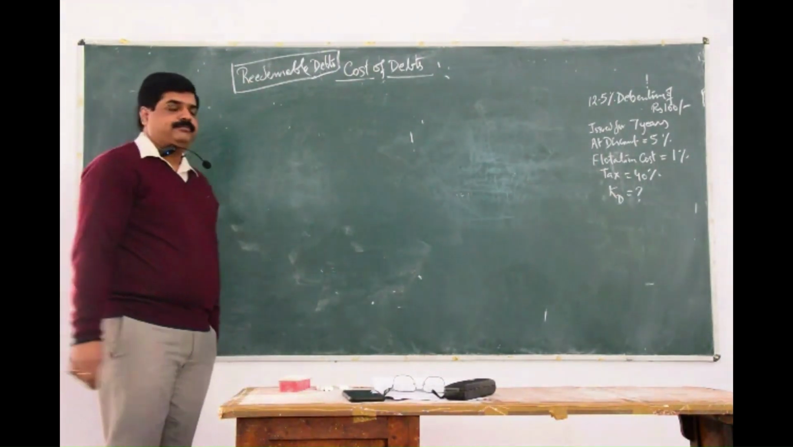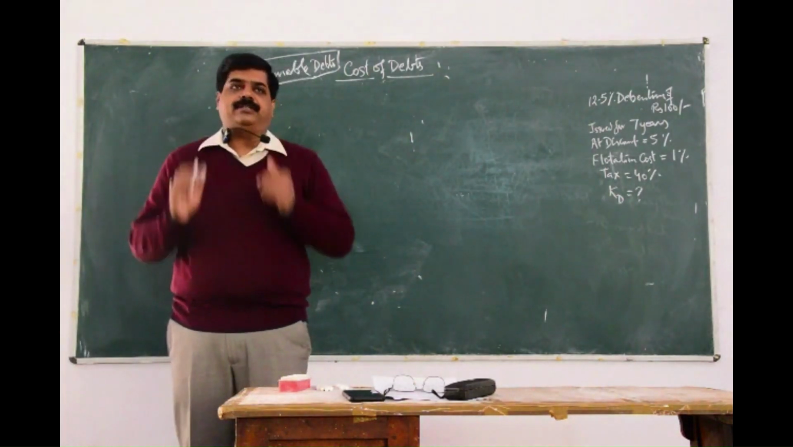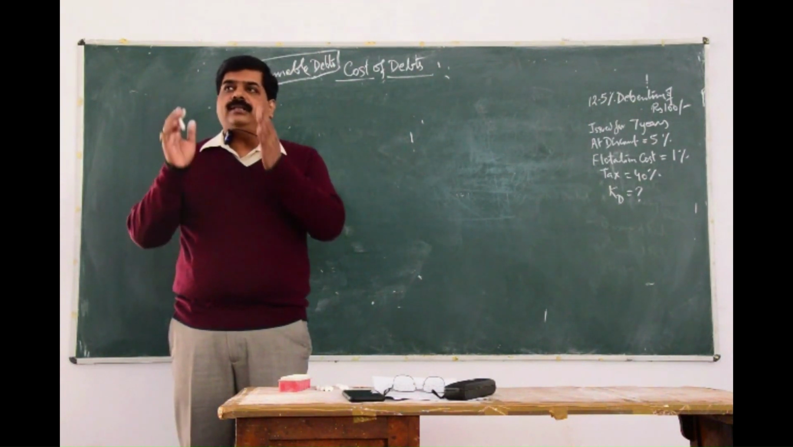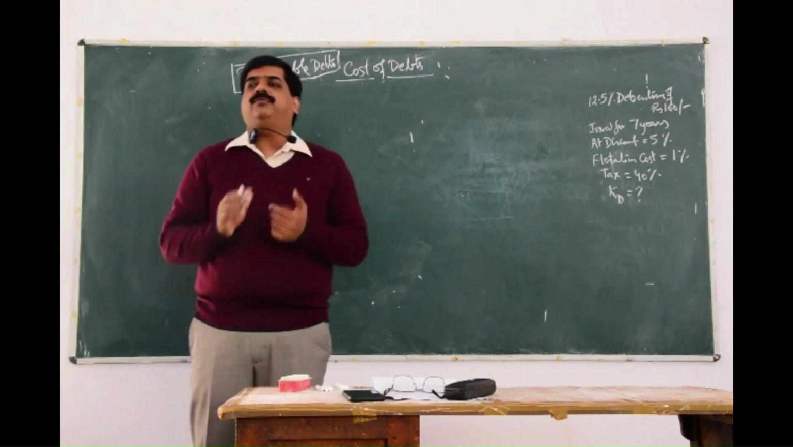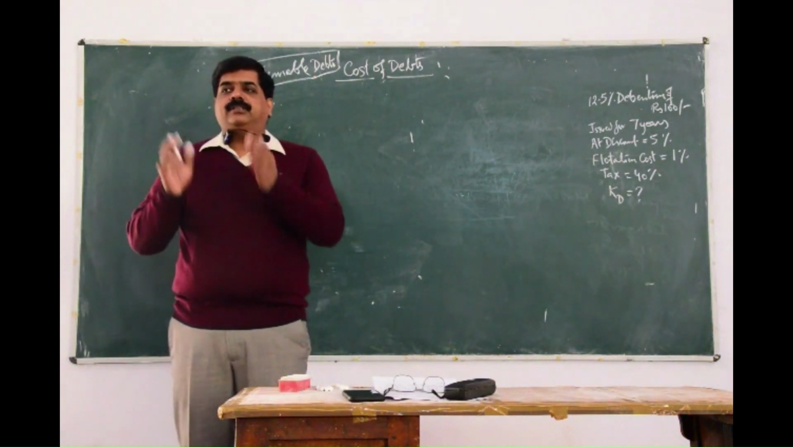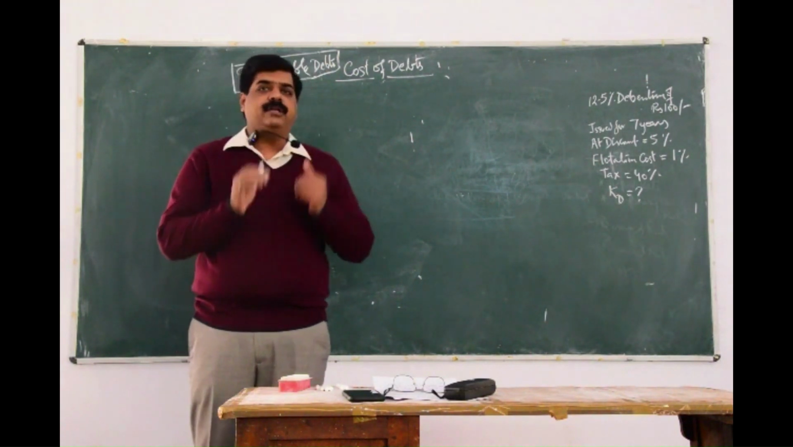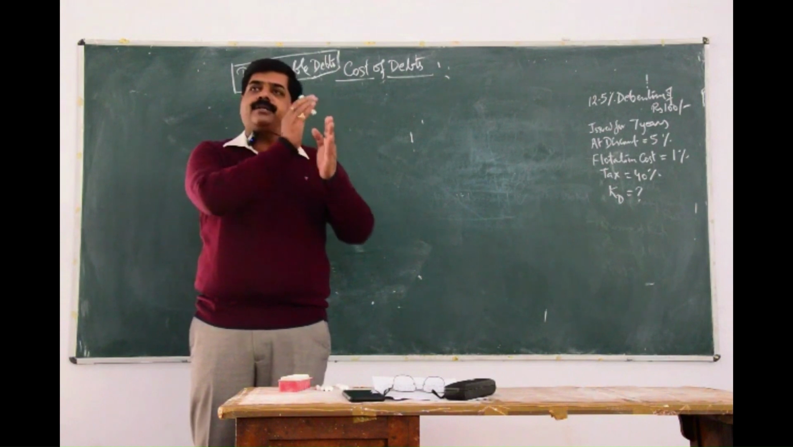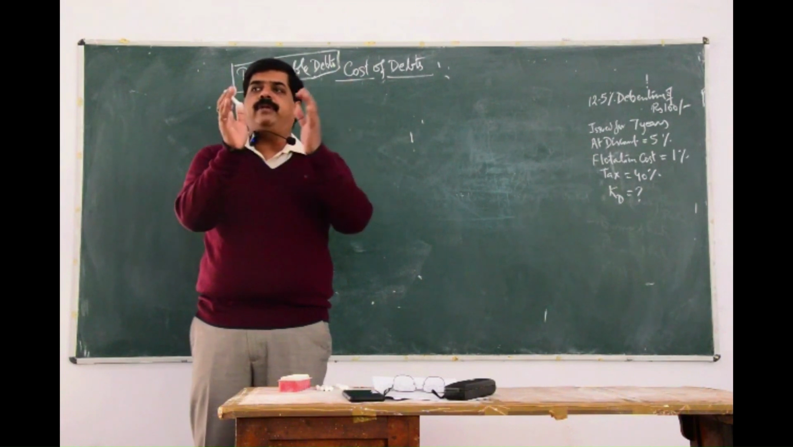Now how to calculate it? What we have to do? First of all, we have to calculate the issue price, and we have to bring that issue price equal to the cash inflows for the specific period. Suppose the debt is issued for 5 years. That means for 5 years the interest will be received. Every year the interest amount will be there. We have to discount that interest amount. After discounting, the present value of the interest amount will be calculated.